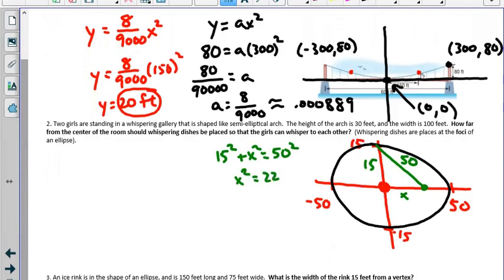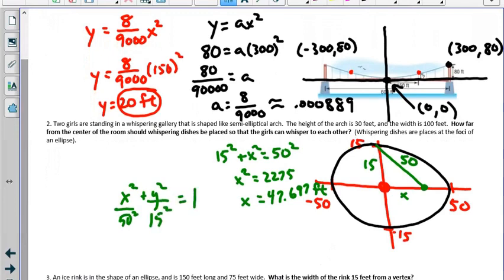X squared equals 2275, and when we take the square root, we get plus or minus. We would take the positive in terms of the answer because we're looking for a distance, 47.697 feet. So that would be the horizontal distance. If we wrote the equation, it didn't ask for it, but it would be x squared over 50 squared plus y squared over 15 squared equals 1. So the answer to that is 47.697 feet.